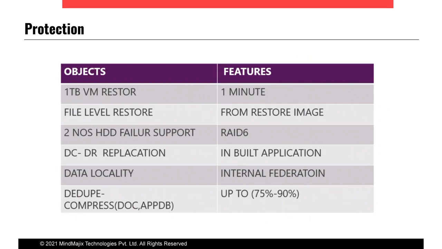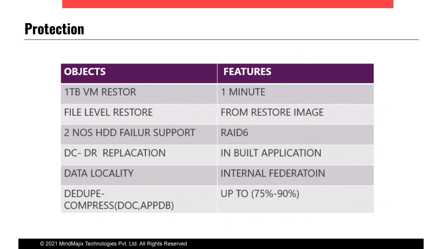The data locality feature we already spoke about, but we'll brief you on how data locality happens and how the backend data locality process works. After that, dedupe and compression has its own tools, because the OVC has its own dedupe and compression ability. It can do up to 75%, 90% for a DB.